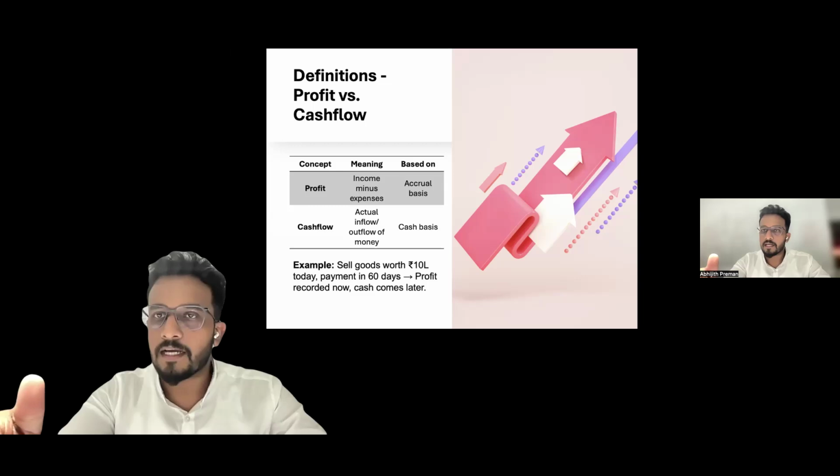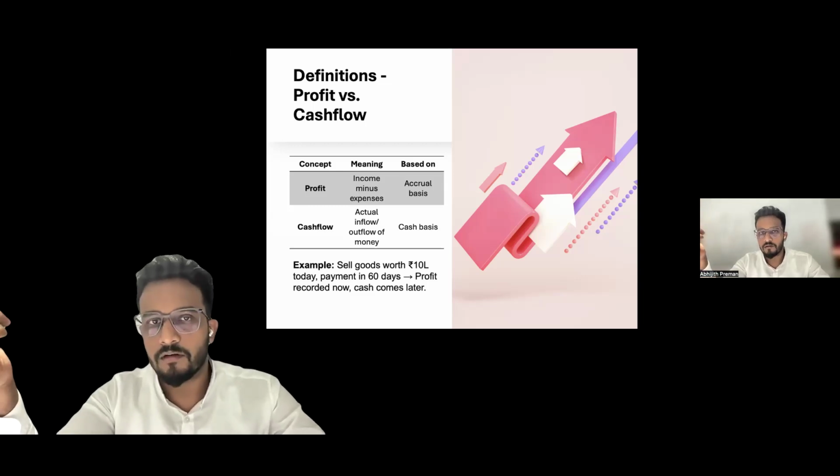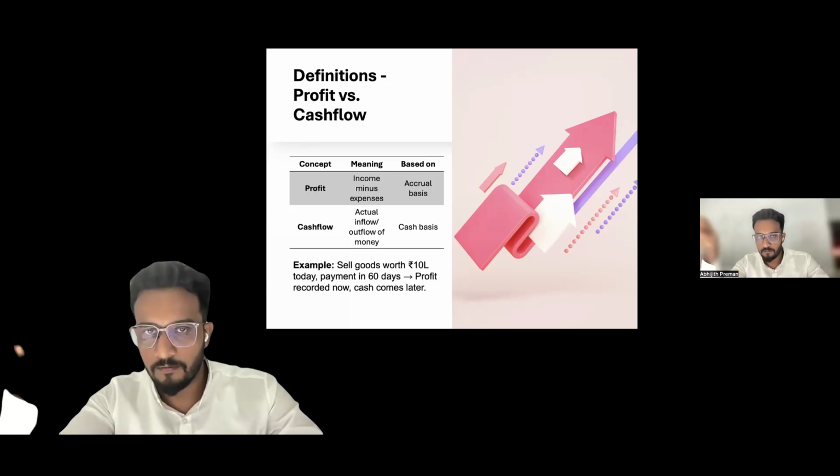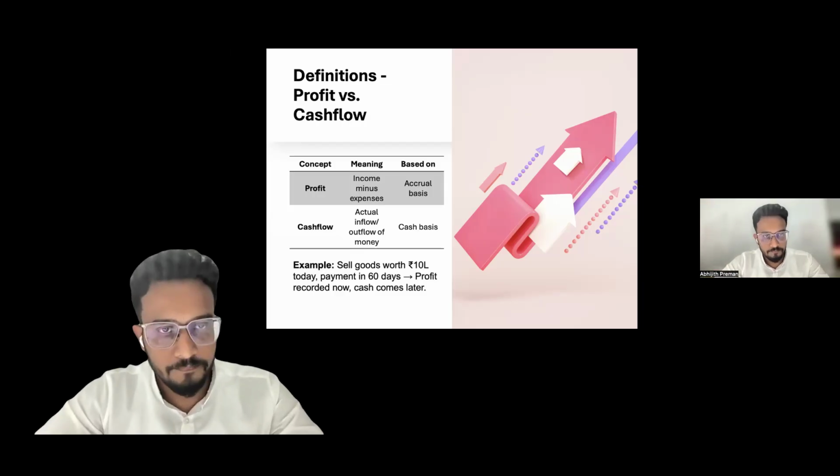So if you look at the cash flow statement, rent payment will be coming only on 10th of November. It will not be coming on 31st October. Why? Because the cash movement happens on 10th of November.